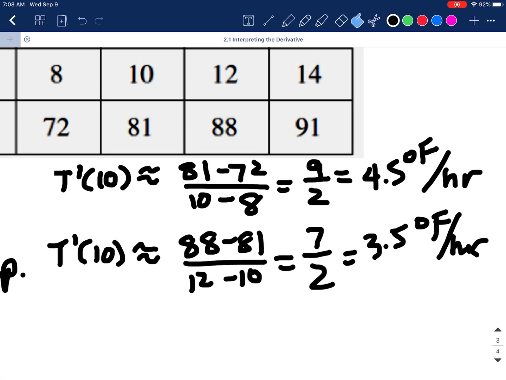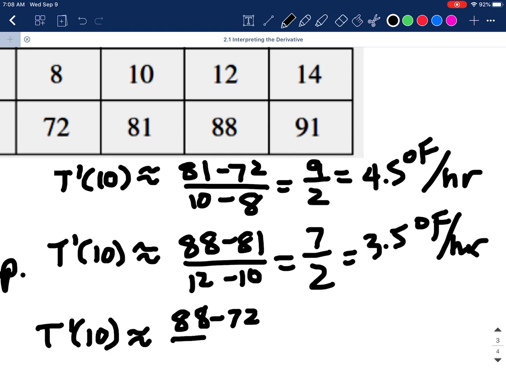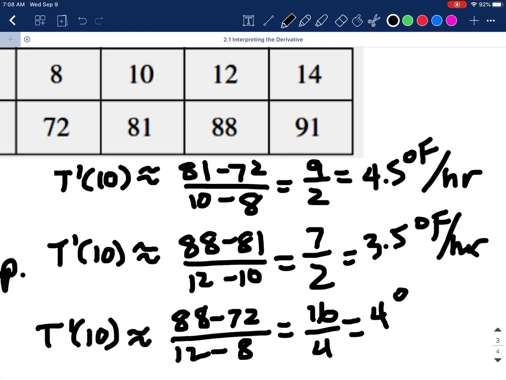And then finally, if we wanted to do symmetrically, we could do 88 minus 72 all over 12 minus 8. So I could do it at even time intervals beyond 10 to the right and to the left. So that's going to give me 16 over 4, which is 4 degrees Fahrenheit per hour.